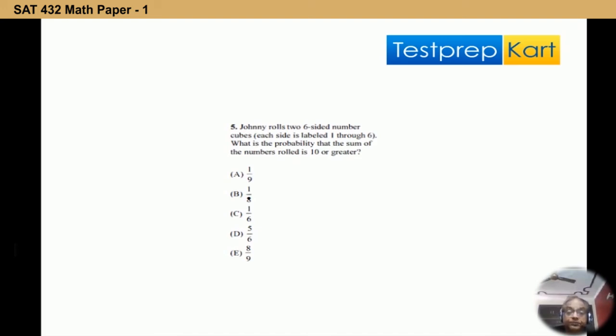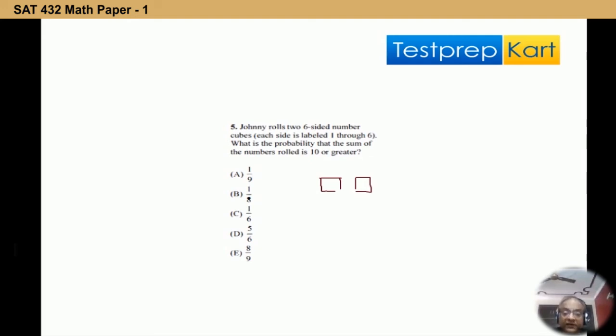Now these are actually 6-sided cubes. Okay, 6-sided cubes, and Johnny has rolled 2 cubes simultaneously. What is the probability that the sum of the numbers rolled is 10 or greater? So the sum is 10 or greater.